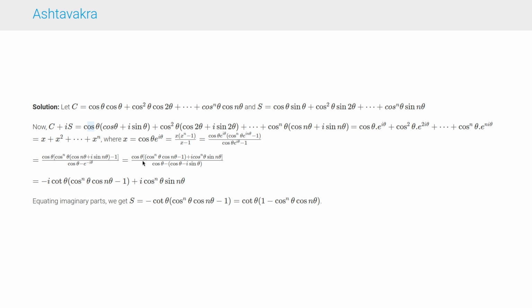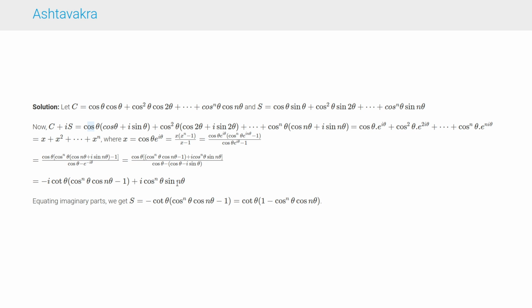So this becomes cos theta into cos to the power n theta into cos n theta minus 1 plus i cos to the power n theta sin n theta divided by cos theta minus i sin theta. So this becomes equal to minus i cot theta into cos to the power n theta cos n theta minus 1 plus i cos to the power n theta sin n theta.